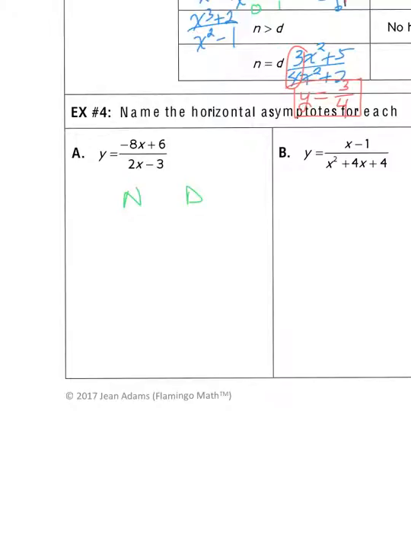All right, so in this particular example, the degree of the numerator is 1 and the degree of the denominator is 1. So I have 1 to 1, that's equal. Since they're equal, we look at the coefficients of the leading terms, which are negative 8 and 2. So y is going to equal negative 8 over 2, so y is going to equal negative 4. That becomes your horizontal asymptote.